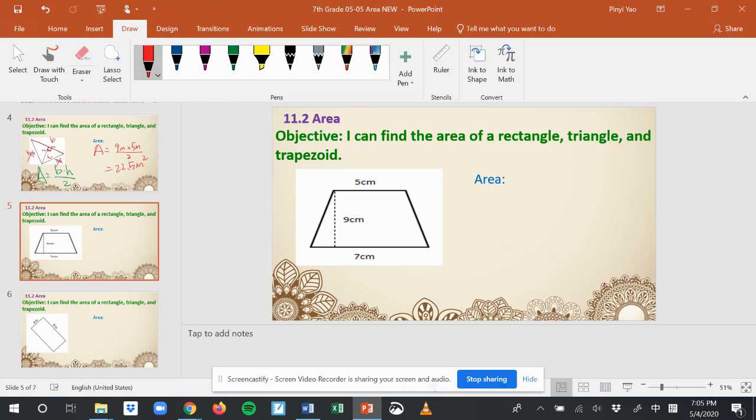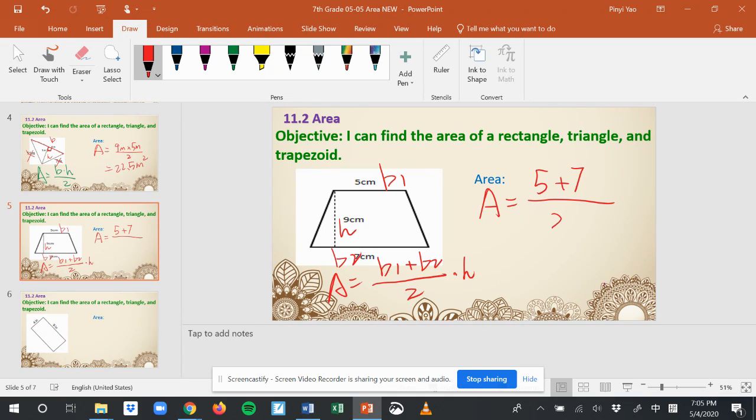Example 2, trapezoid. A equals B1, the top base, plus B2, the bottom base, divided by 2 times the height. In this case, that is the top base because it's on the top. That's the bottom base, and we have a height right here. So now let's put these numbers into the formula. B1 is 5, plus B2 is 7, divided by 2, and we multiply it with the height, which is 9. 5 plus 7, that's 12, divided by 2, 6 times 9, that gives us 54. Last thing, don't forget the unit, centimeter.